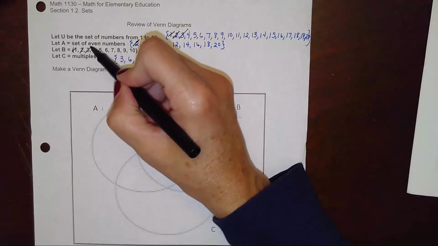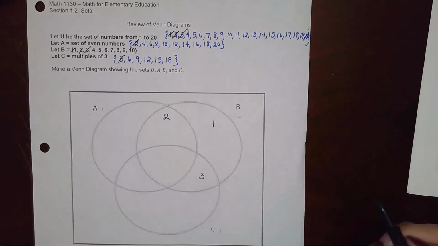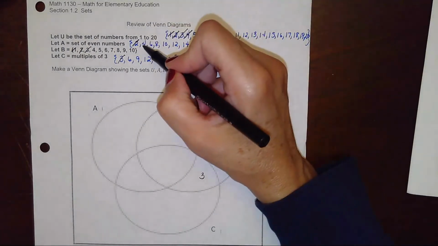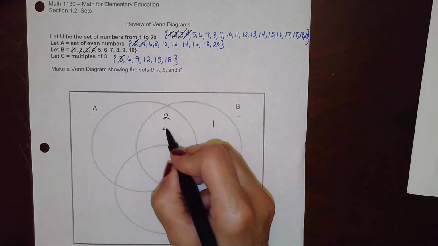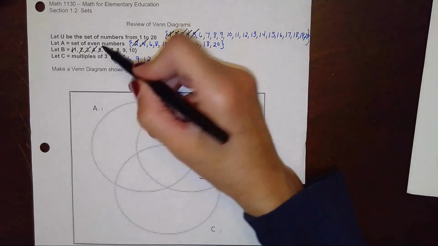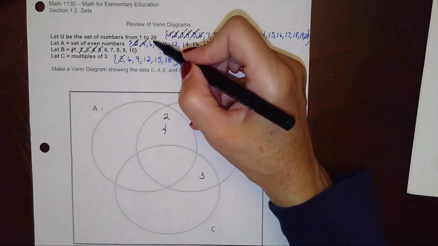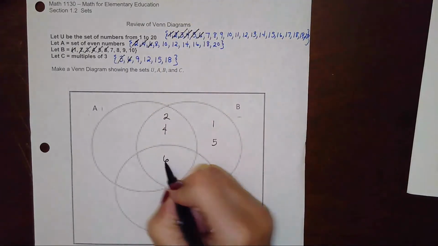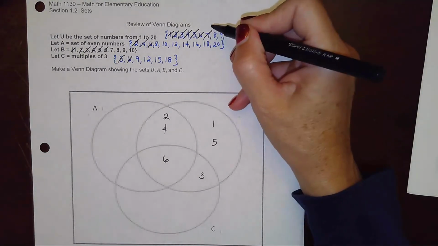3 belongs to B and C, but not A. 4 belongs to A and B, but not C. 5 looks like it just belongs to B. 6 belongs to all 3. We've got A, B, and C. So 6 is going to go in the middle. Belongs to all 3. 7 is just B.